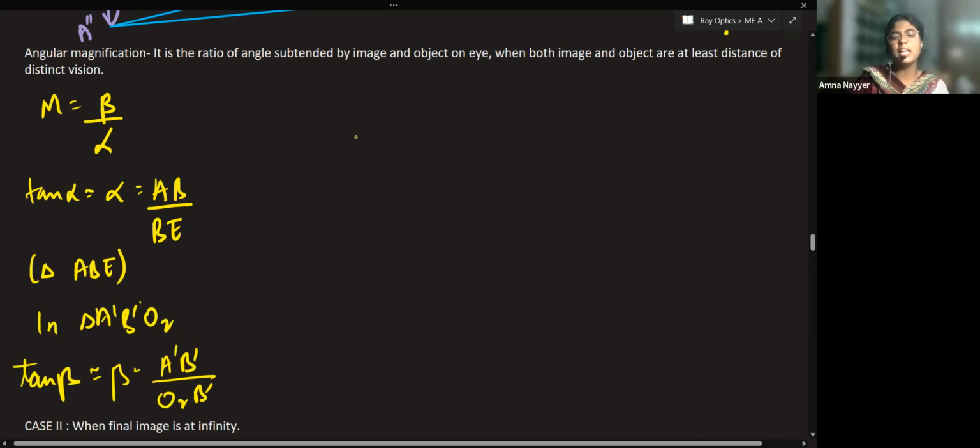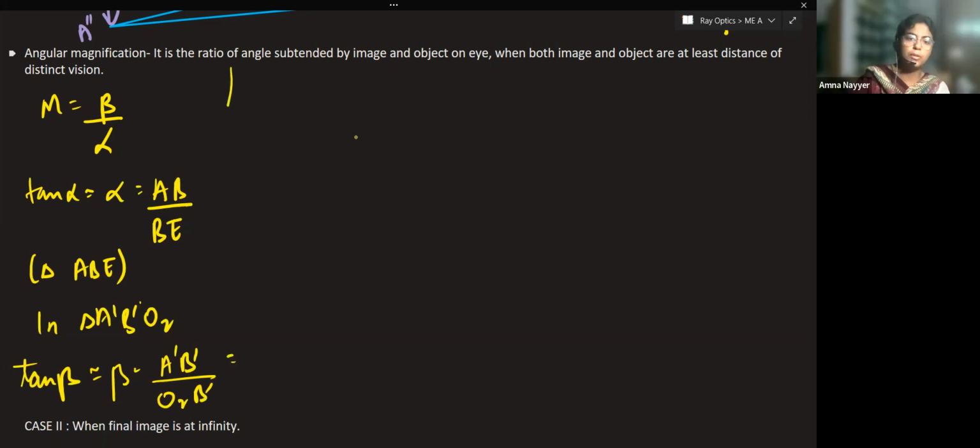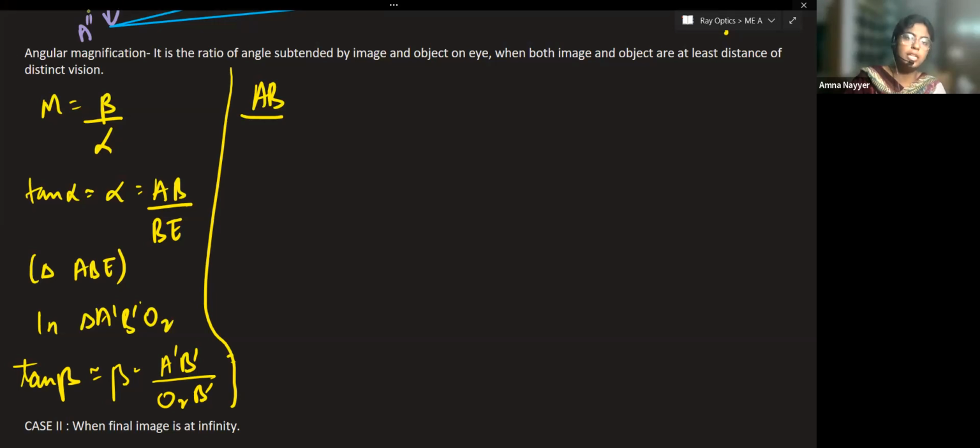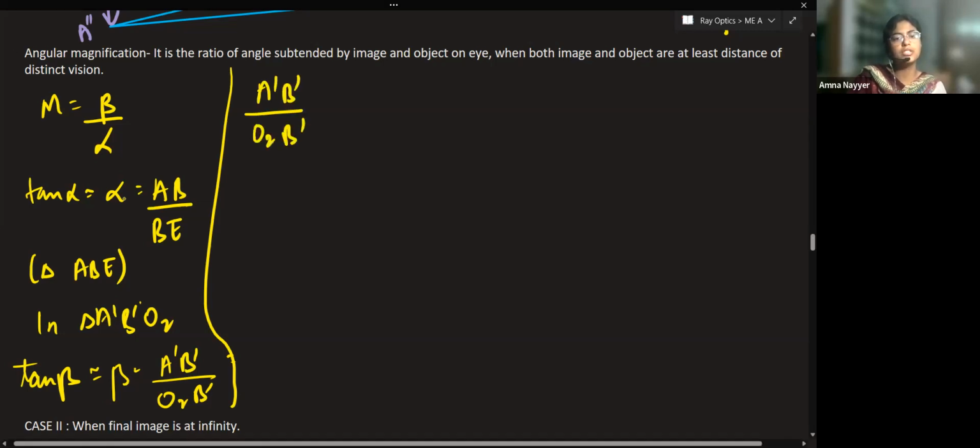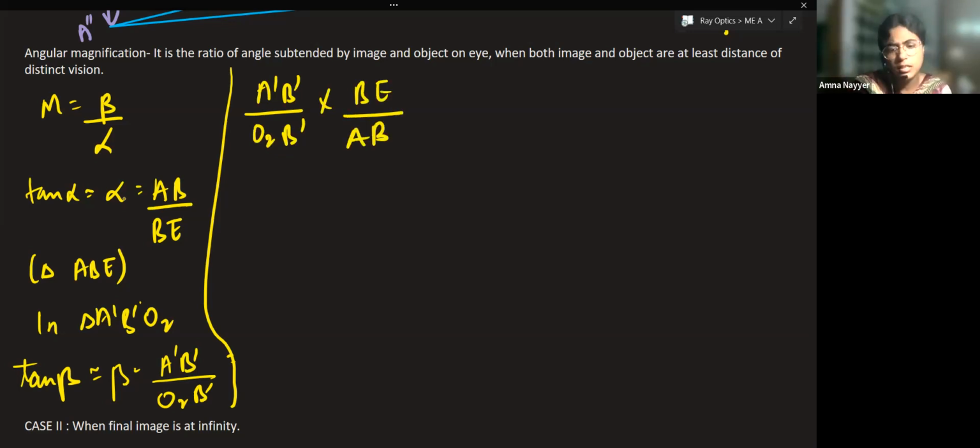Now see one more thing. A dash B dash is what? If you see it properly, A dash B dash is actually the height of the image, and O2 B dash is the object distance for the eyepiece, for the eye lens. Let's take the ratio first. Beta by alpha. So beta here is A dash B dash divided by O2 B dash. Alpha is BE divided by AB. Fine. This also you can write.